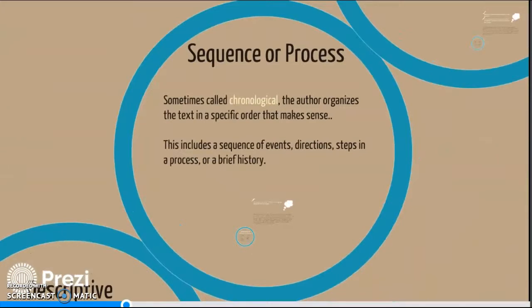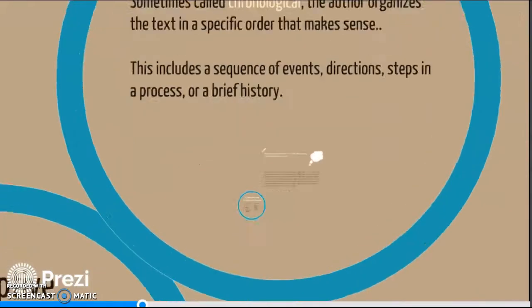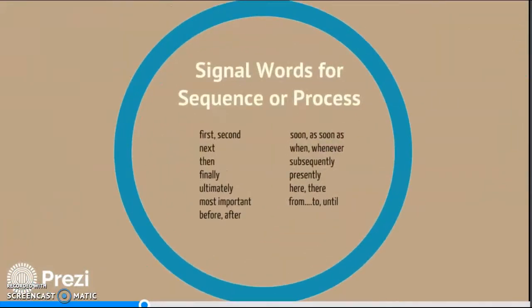Here is a picture of the ice cream shop that was just read to you in the paragraph below. Sequence or process, sometimes called chronological. The author organized the text in a specific order that makes sense. This includes a sequence of events, directions, steps in a process, or a brief history. Some of the signal words for sequence or process are listed below. A couple of examples might be first, second, next, then, finally, when, whenever, as soon as, presently, here, and there.